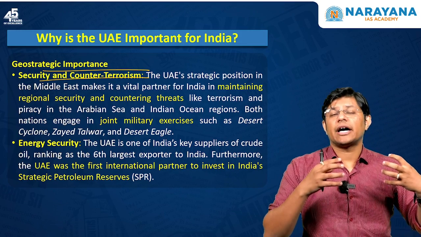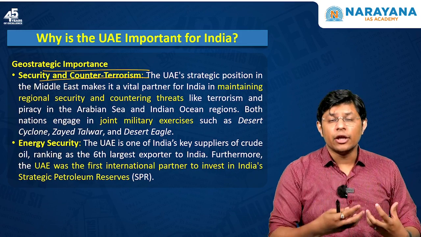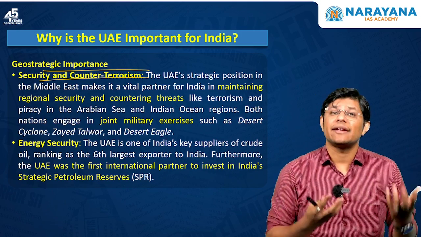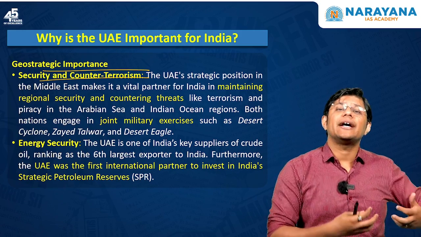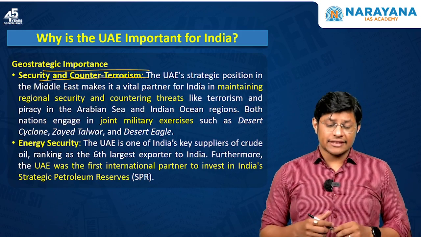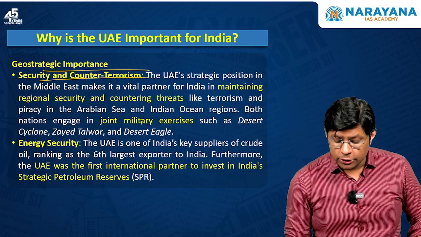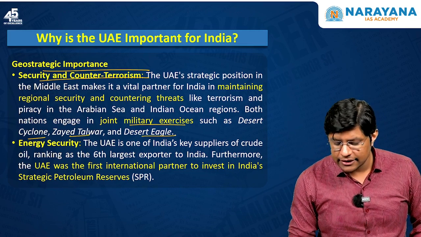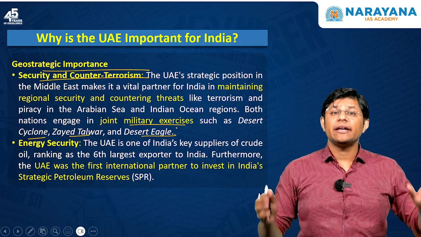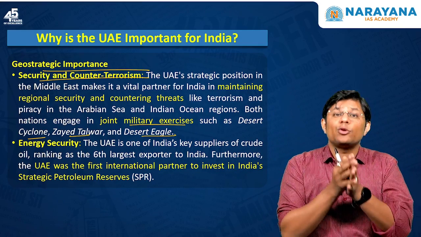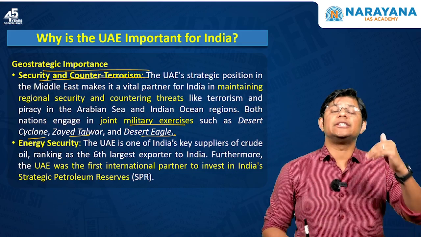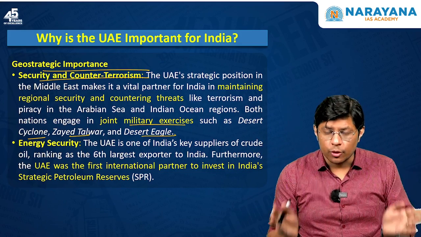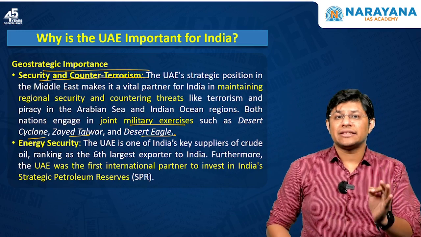So, both the countries are also cooperating to fight against some of the major challenges like terrorism or, let's say, piracy in the Arabian Sea, right? And that's the reason both the countries participate in joint military exercises such as Desert Cyclone, Zayed Talwar and Desert Eagle, which means the defense forces of both the countries are collaborating so that in case the situation demands, the armed forces of both the countries would cooperate to fight against the threat.